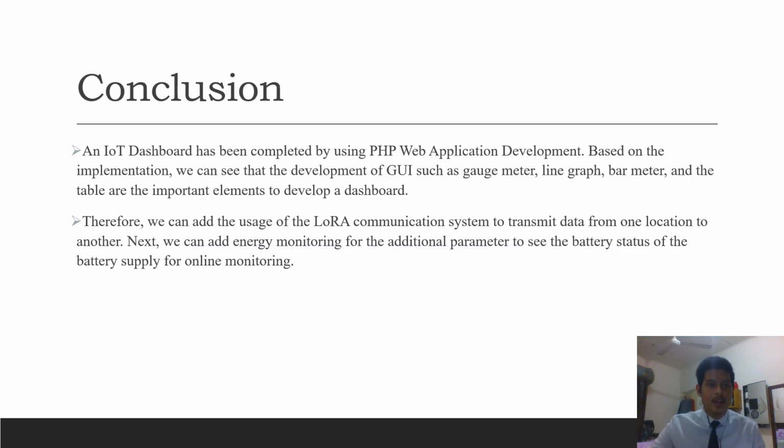In conclusion, an IoT dashboard has been completed by using PHP web app development. Based on the implementation, we can see that the development of GUI such as gauge meter, line graph, bar meter, and table are the important elements to develop a dashboard. Therefore, we can add the usage of a LoRa communication system to transmit data from one location to another. Next, we can add energy monitoring as an additional parameter to see the battery status of the battery supply for online monitoring.